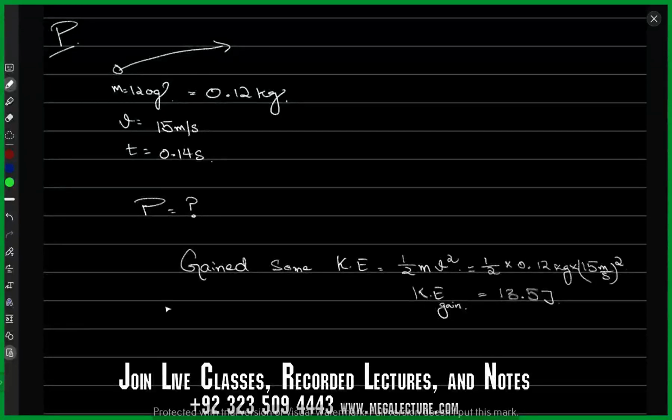Remember, power was energy per unit time. So the gain in power is gain in kinetic energy per unit time. So it is 13.5 joules divided by 0.14 seconds. And then you just have to do the mathematics, and this gives you 96.4 watts.